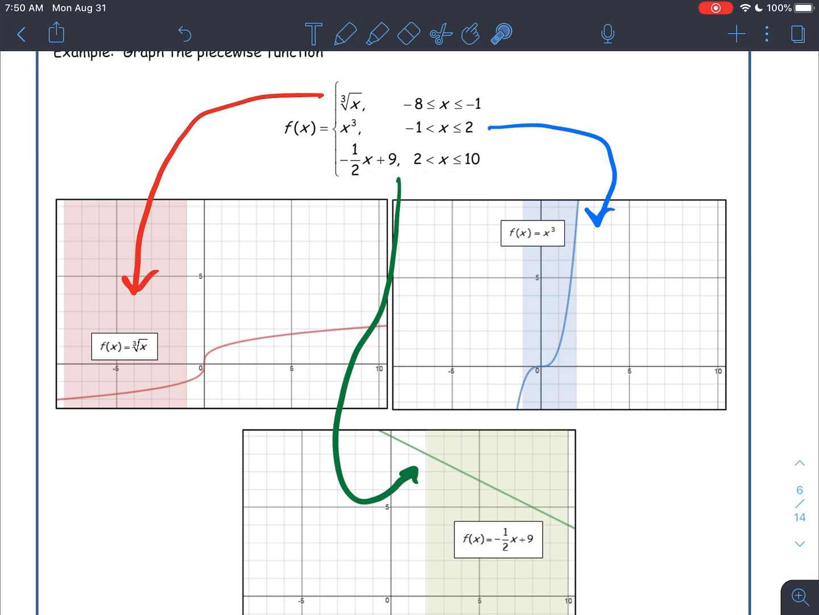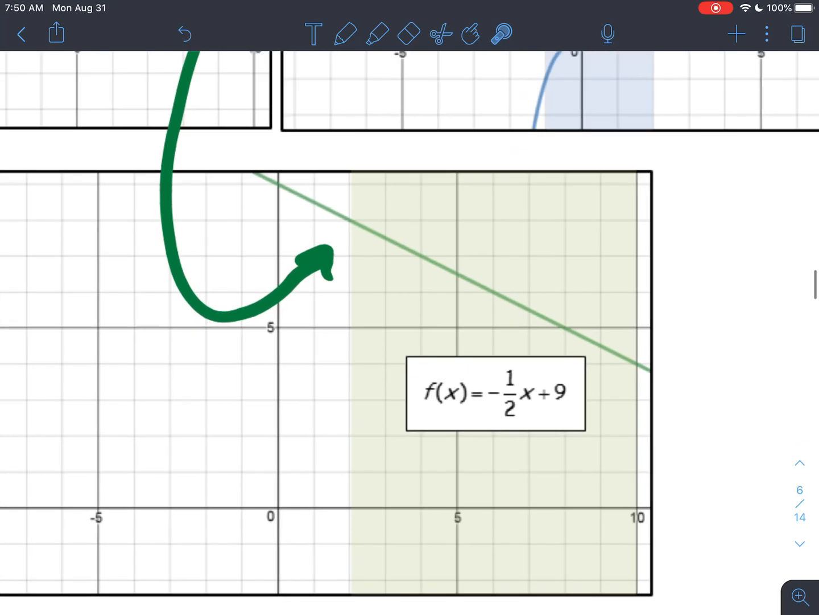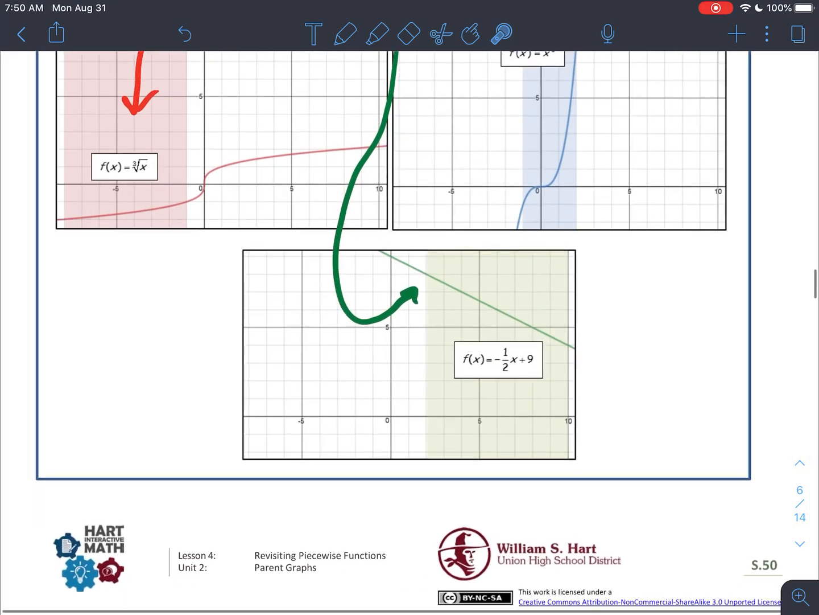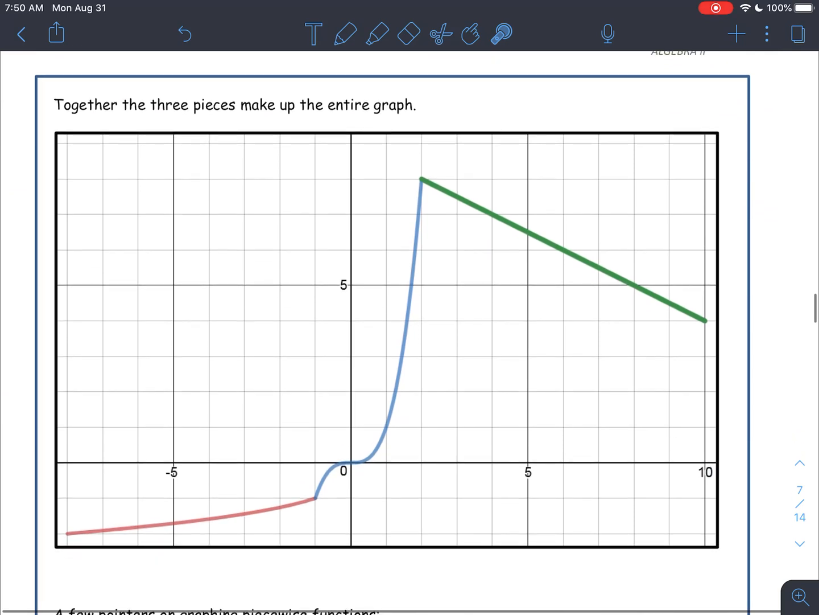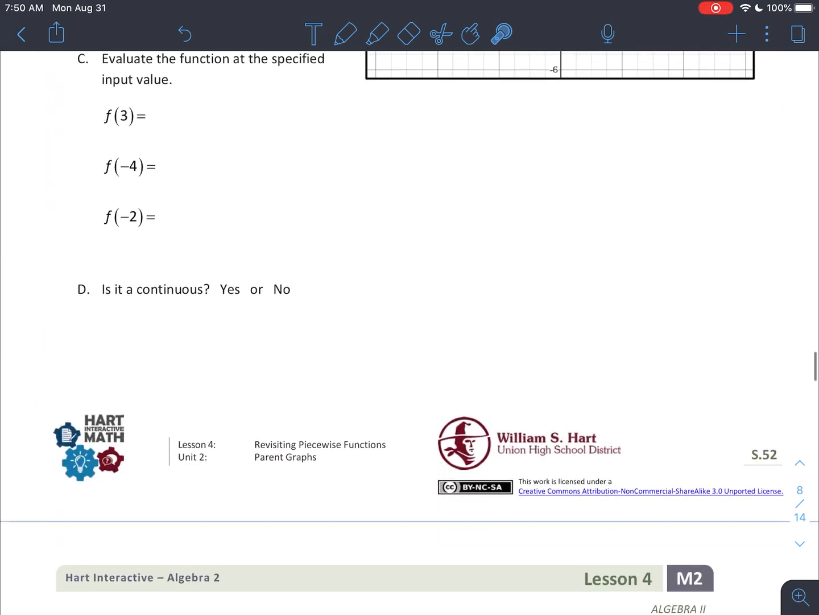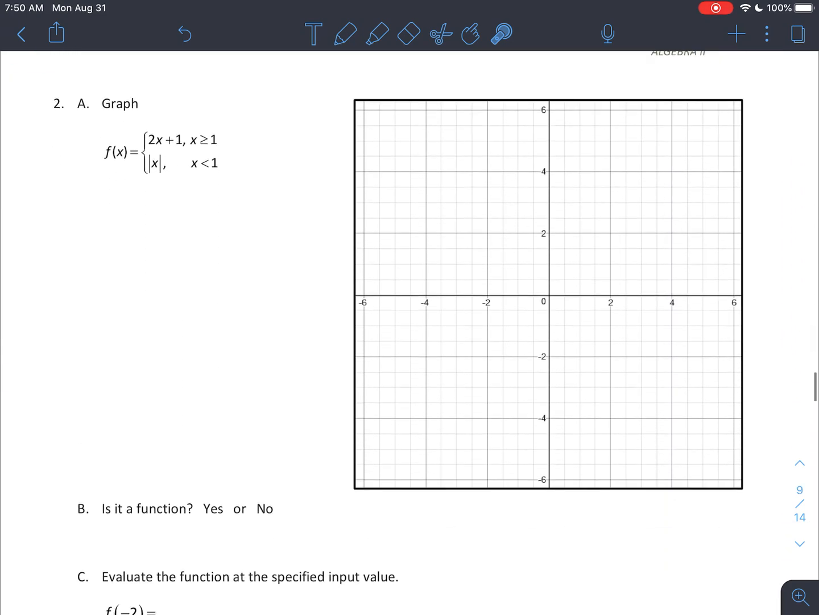And the linear is only between 2 and 10, and you can kind of see that as I zoom in down here, only between 2 and 10. So when you put all of those pieces together, we kind of create a cube root, cube, and linear function defined only in their given intervals for their domains, and that is our piecewise function with non-linear or not all linear functions. Right on, so we're going to now look at problem number 2 here.